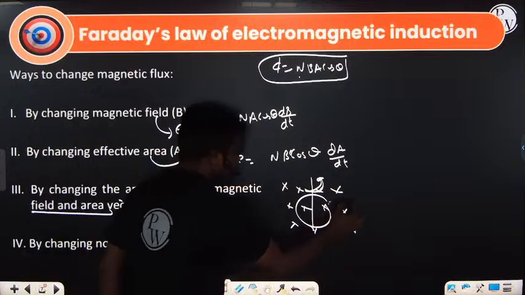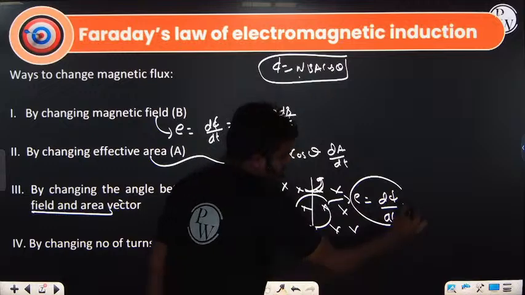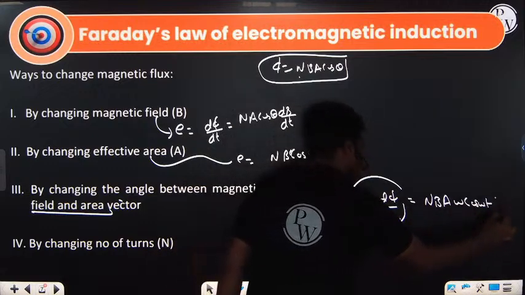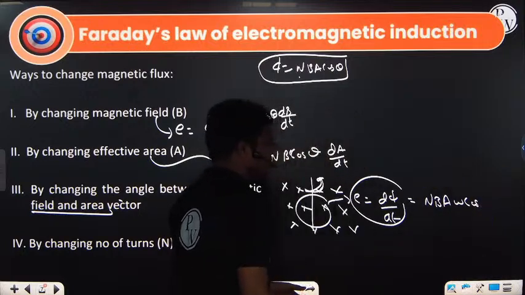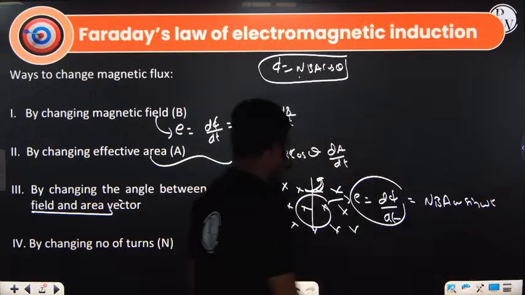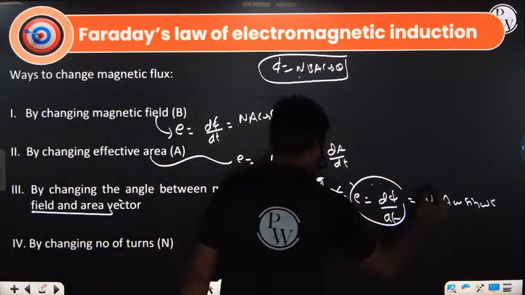So here we can write E. What is E? d phi by dt. When this coil is rotating, we write phi as N B A cos omega t. If you differentiate this term, we get N B A omega sin omega t. So that is the EMF we are getting. N B A omega sin omega t. So this is the induced EMF.